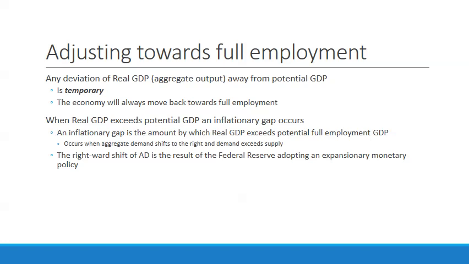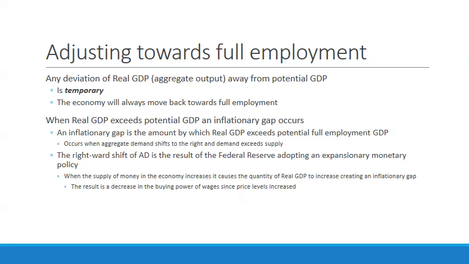So the rightward shift of aggregate demand is a result of the Federal Reserve adopting an expansionary monetary policy. And our next unit is on the Federal Reserve, so we'll look into detail about what that really means. So when the supply of money in the economy increases, it causes the quantity of real GDP to increase, creating an inflationary gap. And the result is a decrease in the buying power of wages since price levels increased. Workers are demanding higher wages and get them because real GDP demanded exceeds real GDP supplied.